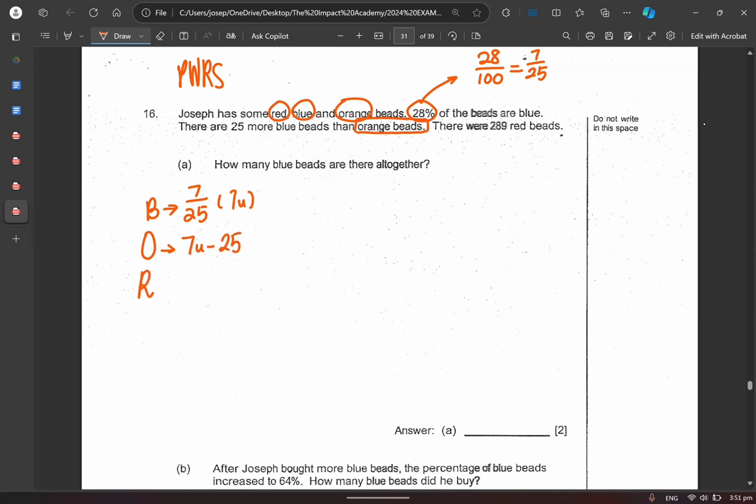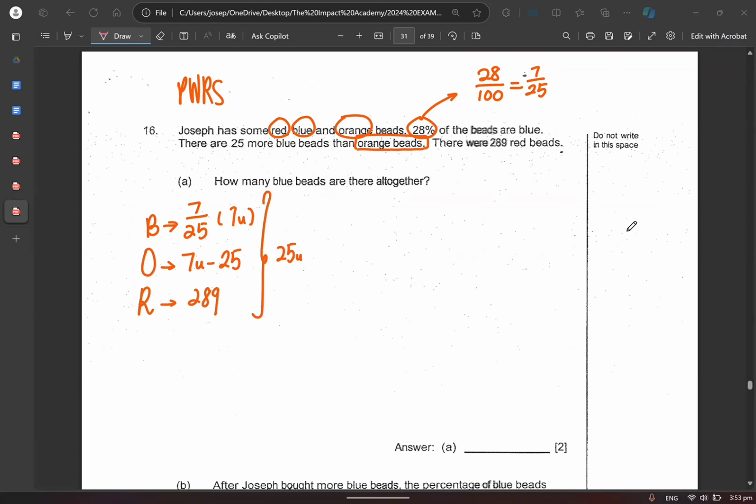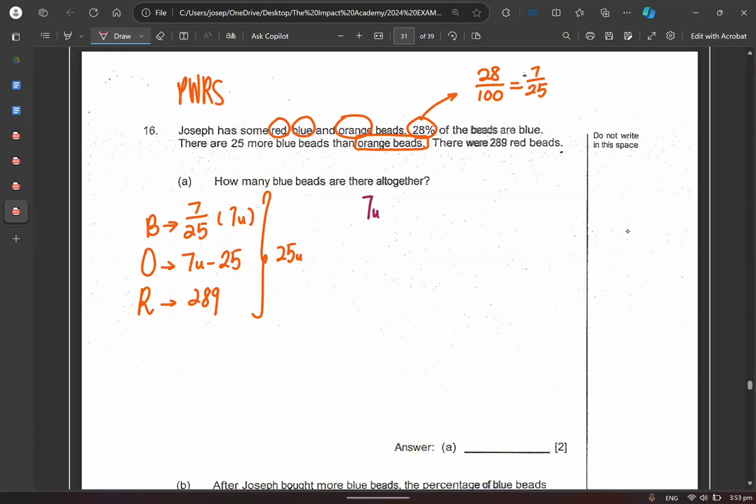Understand? And for red itself, what is my rate? My rate will then be 289. But I know that my total is how many units? 25. Agree or disagree? Now what you want to do is form an equation. So we'll just say 7 units, because you see over here, we're going to write 7 units, which is a part, correct or not? Plus 7 units minus 25. This is my second part. And then I add my third part. I know that that gives me a total of 25 units. Am I making sense? From here itself, we know that this is 14 units.